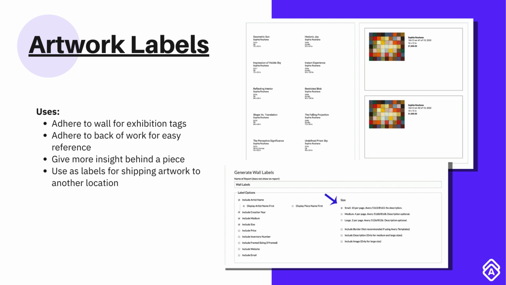This can be really handy if you're in a group show or just exhibiting in a public place, and you can have it next to the piece or over to the side of the piece, and it'll give more information about the work. And you can also generate artwork labels from the locations tab in your Artwork Archive account for specific locations. And I can show you more about that in a little bit.